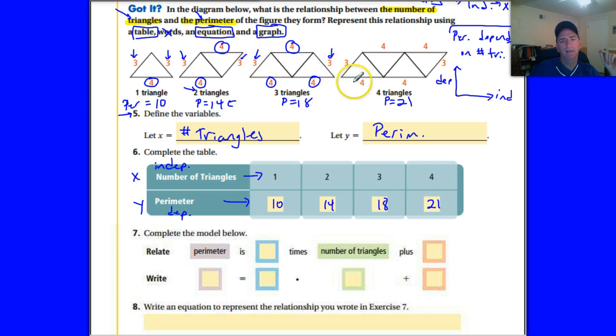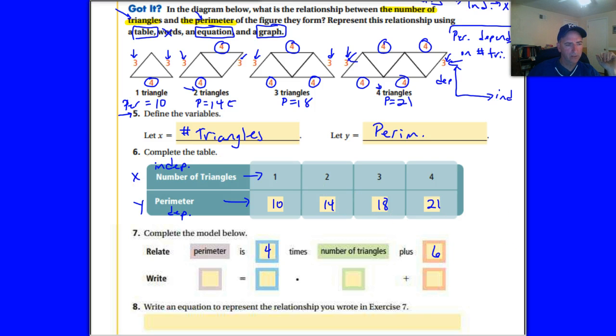Okay? And then for the 4th triangle, look, for 4 triangles, they had 1, 2, 3, 4 4s. And then 3 and 3. Okay, so if the number of triangles matches the number of 4s that they had, the perimeter is 4 times the number of triangles plus what was added every time. See how there was always 3 and 3? So there was always 6 being added there.